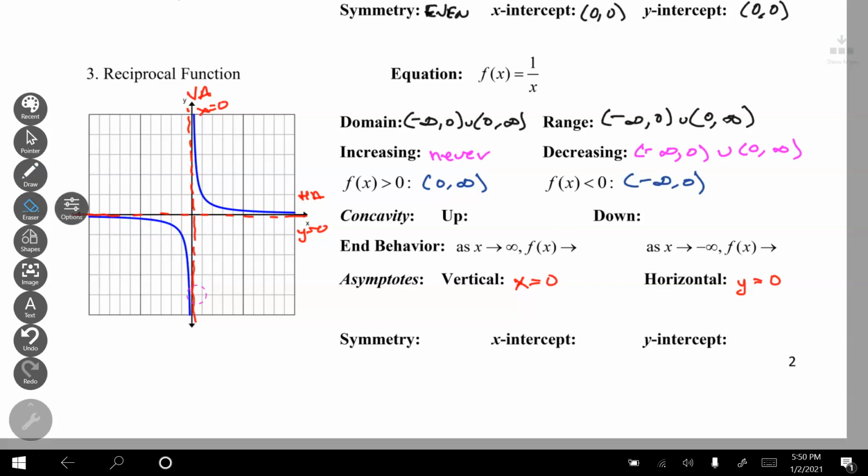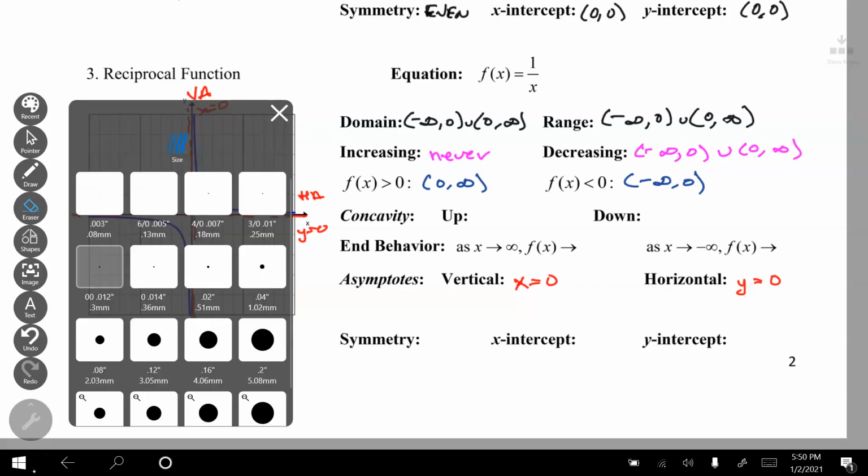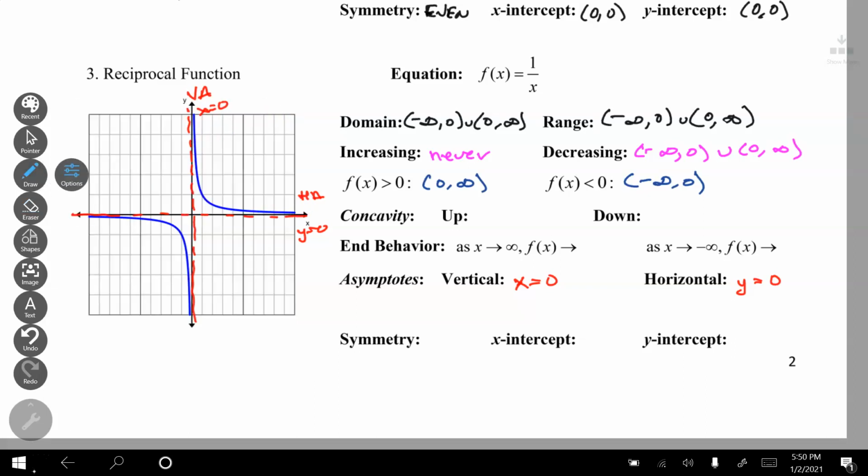When is it concave up? Well, this left branch is definitely concave down. It's curving down. In this one, even though it's decreasing, it's going downhill, it is curving up. So it is curving up from 0 to infinity, and it's curving down from negative infinity to 0.